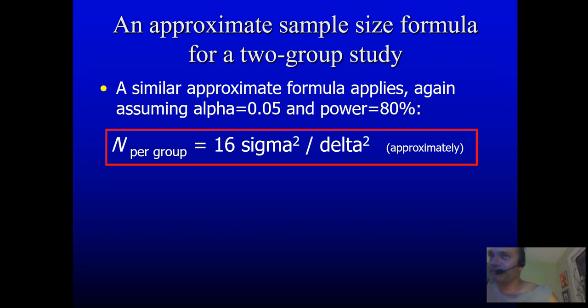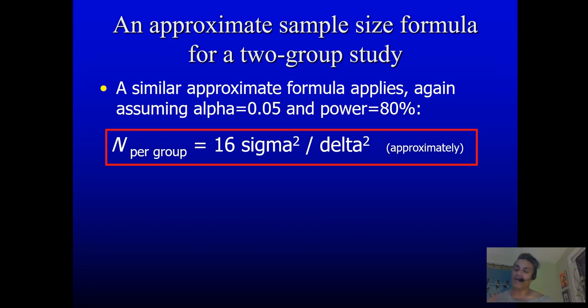Same assumptions. Alpha is 0.05, power is 80%. Notice that instead of 8, we have 16, just double, but this is the n per group. You need n for the control group, n for the test group, n for the placebo, n for the drug group. So if I plug in all my numbers here, and I get n per group of 9.1, how many people do I need in my study?